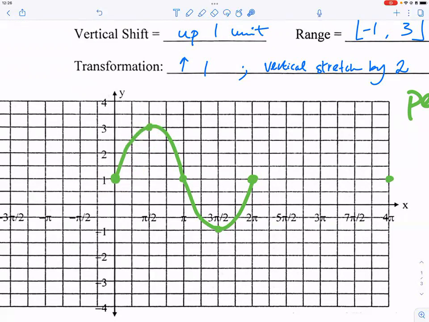2 squares. After every 2 squares, you see a major point. So after 2 squares, it hits a major point. After 2 squares to the right, it hits a major point. 2 squares again, major point. Okay?